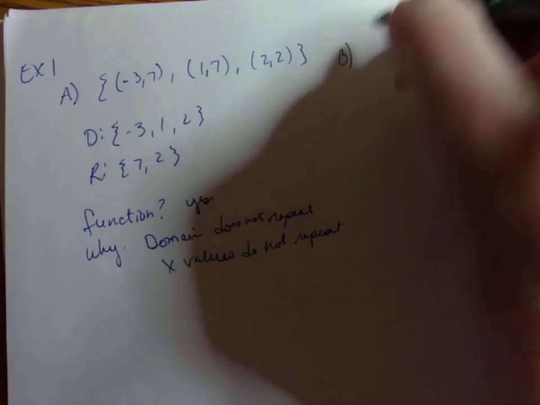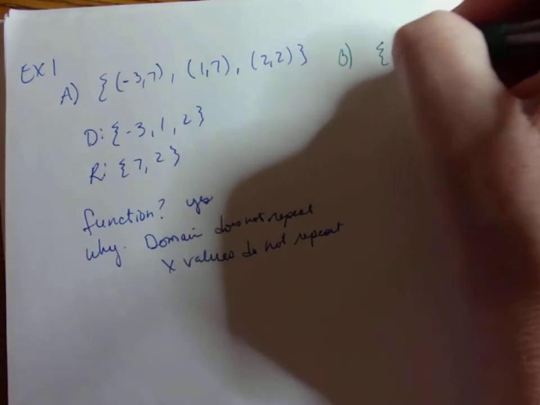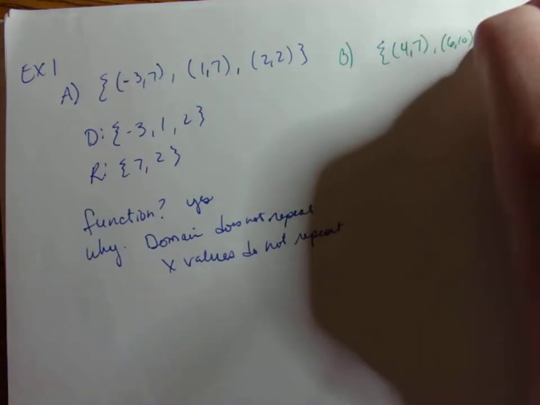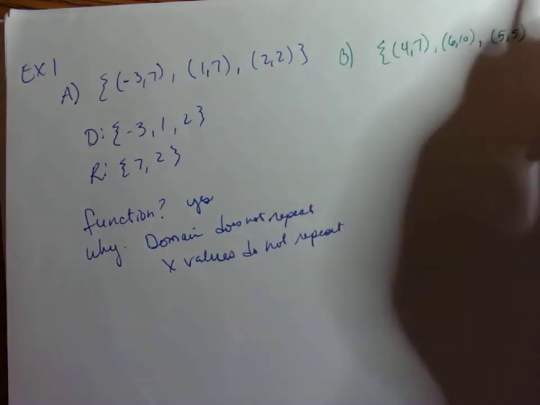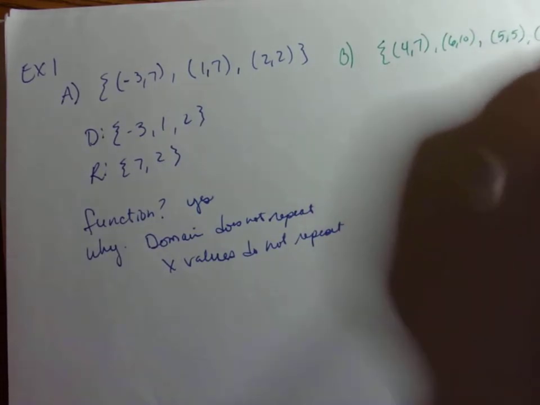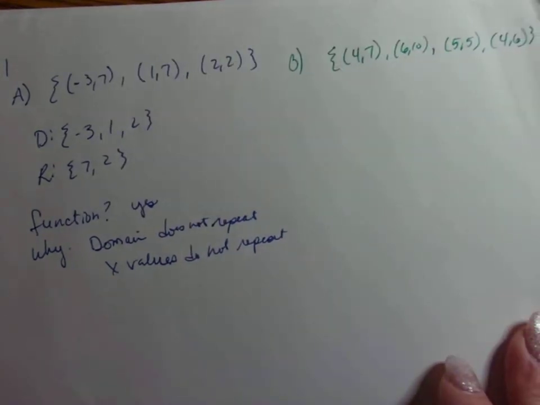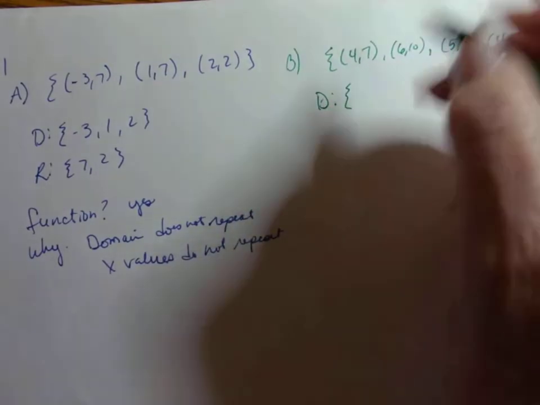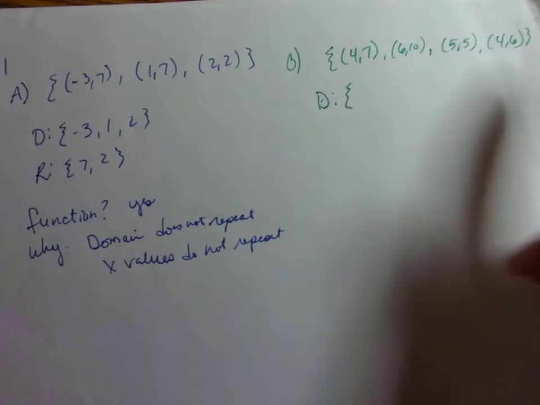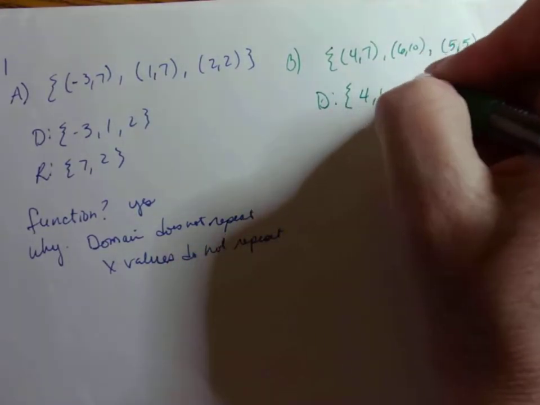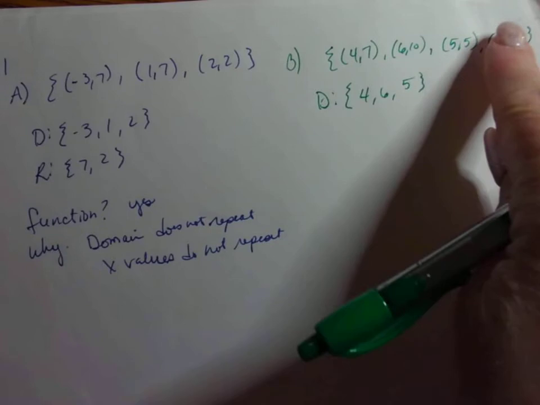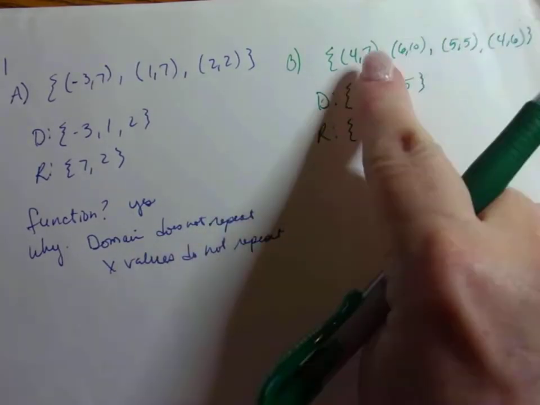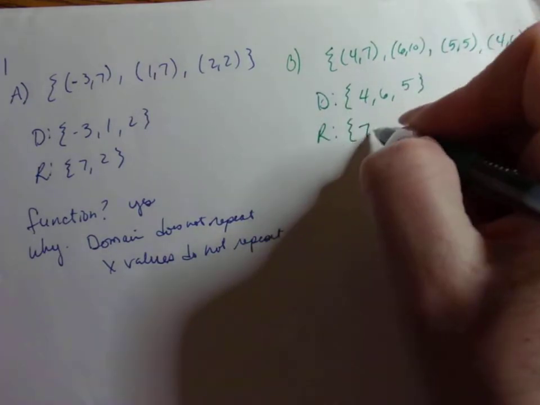So let's look at part B. Here are our points: 4, 7, 6, 10, 5, 5, and 4, 6. So there are our points. We're looking for our domain. Again, that's our x values. We have 4, 6, 5, and 4. So it'll be 4, 6, and 5, because that 4 happens twice. We'll only write it once. And then for our range, we have 7, 10, 5, and 6.